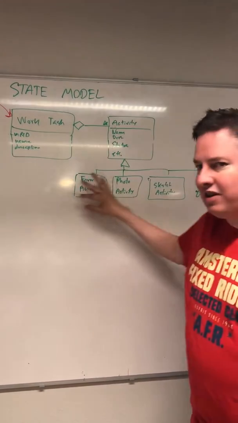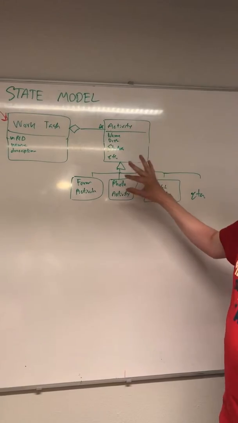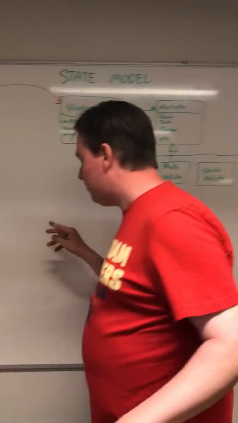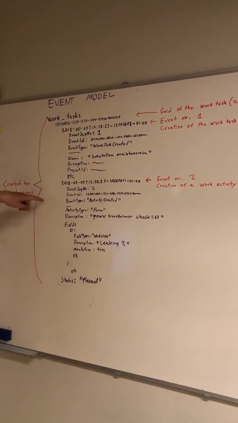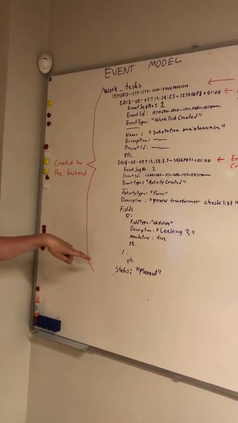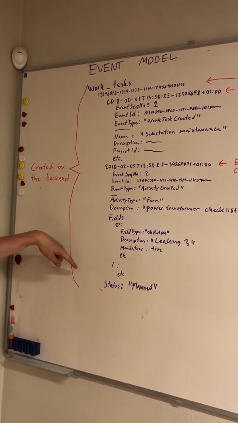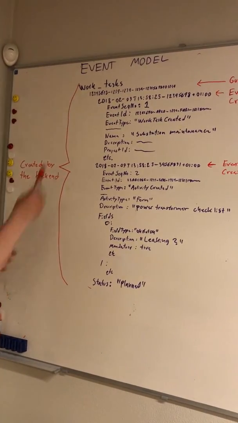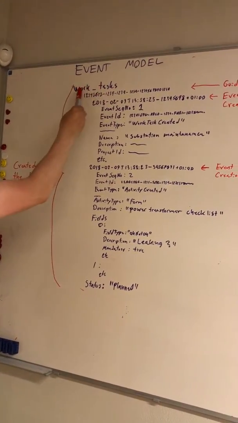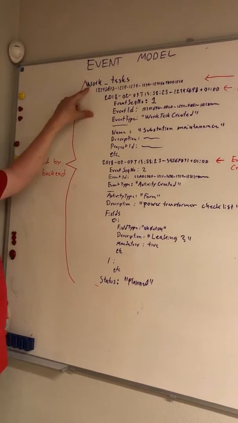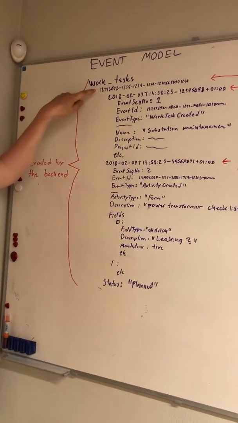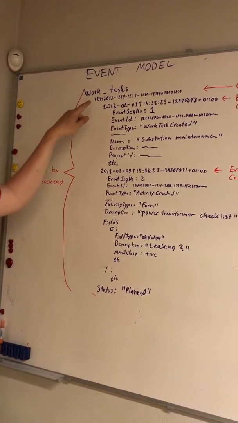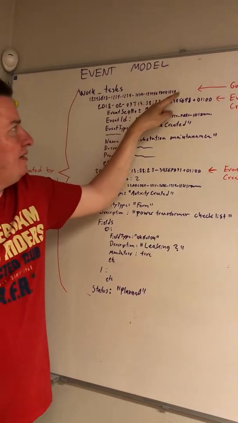But this is not how we store it in the database. We don't store it like this. We store things as events. If you look over here, you can see how it will look inside the Firebase database. You will see that there's a node called work task. It's just a header. Underneath the work task, you will find a lot of nodes or entries, each with a unique ID like this.